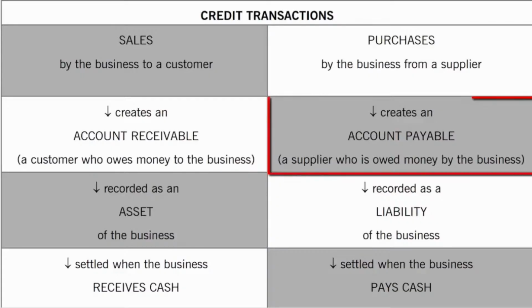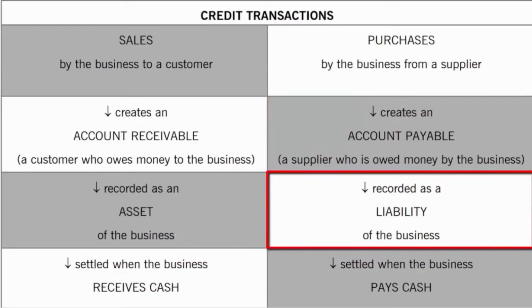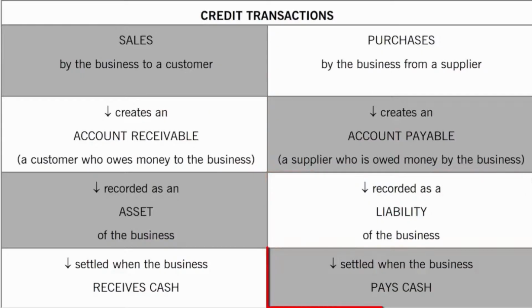2. What does this create? This creates an accounts payable. An accounts payable is the money the business owes to the supplier. It's essentially a promise to pay the supplier at a later date. 3. How is it recorded? In accounting, accounts payable is recorded as a liability. Why? Because it represents money the business is obligated to pay. It's a debt.